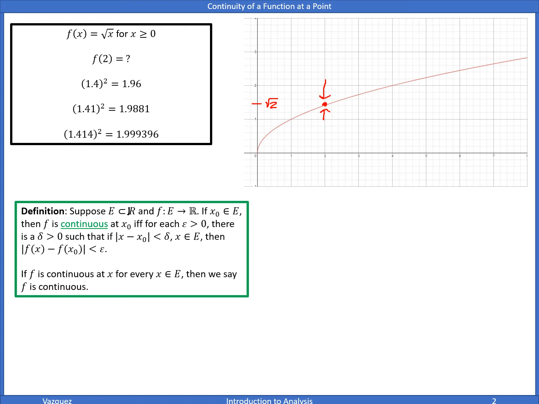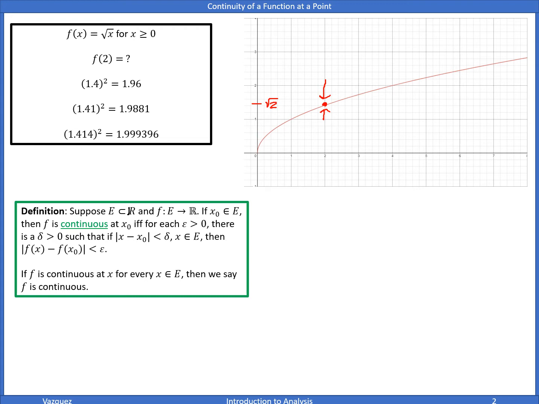If x naught is in E, then f is continuous at x naught if and only if for each epsilon greater than 0, there's a delta greater than 0, such that the difference between x and x naught being less than delta and x in E implies that f of x minus f of x naught, that difference, is less than epsilon. So really similar to a definition of a limit. And if f is continuous at x for every x in the set, we say that f is continuous.